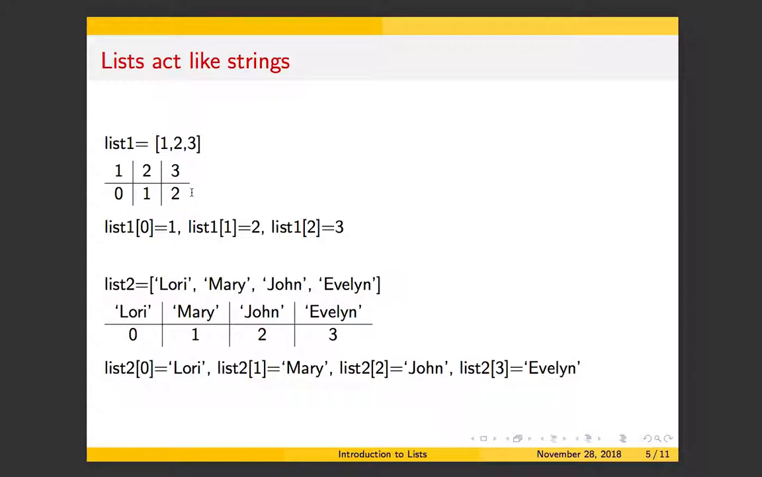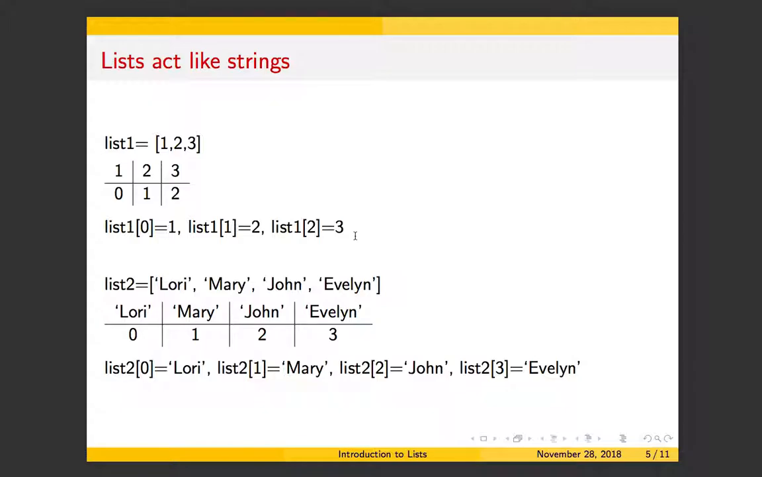And the way you access an item of a list at a given position is with the same syntax you did with the string. So you give the name of the list, square braces, put a number inside of that. That's the position you care about right now. So list 1 at position 0 is the number 1. List 1 at position 1 is the number 2. List 1 at position 2 is 3. So the syntax is the same from strings.